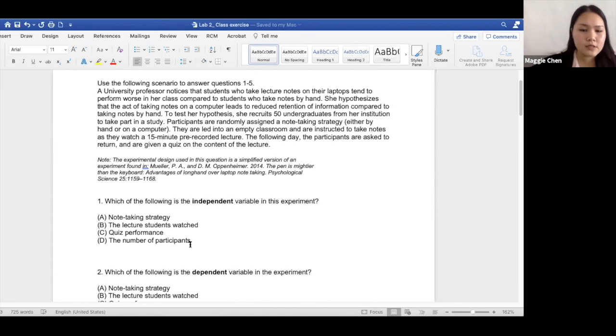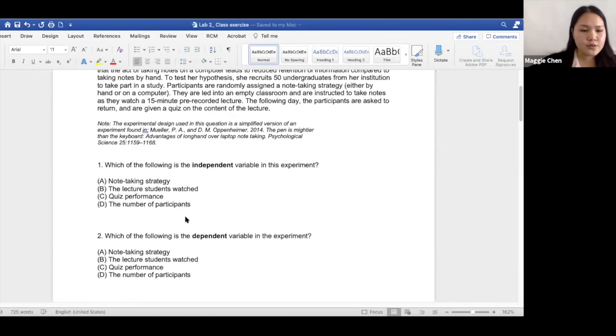And if we look at the options we're given, note-taking strategy, the lecture students watched, quiz performance, and the number of participants, we can say that quiz performance, that's something that depends on how students do on the quiz, the number of participants. It doesn't vary. The lecture students watch, that doesn't change. So we can say that A, our note-taking strategy, is our treatment variable, our independent variable. So it's either taking notes by hand or via computer.